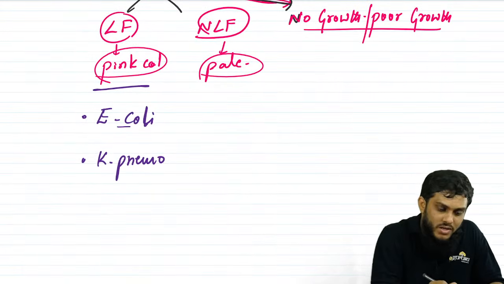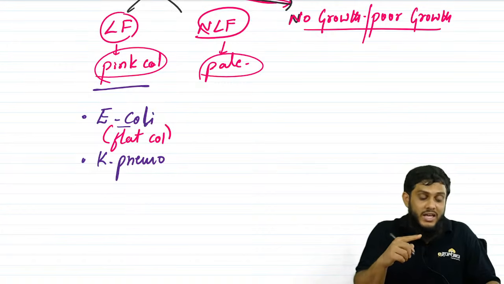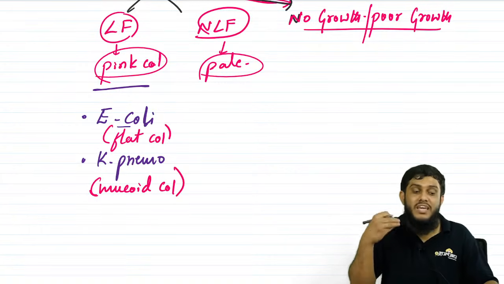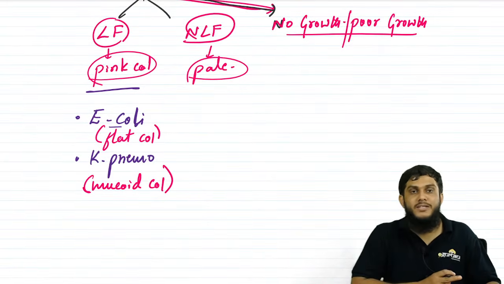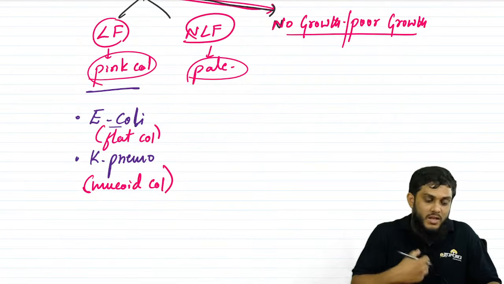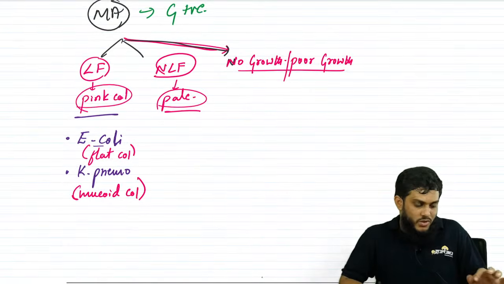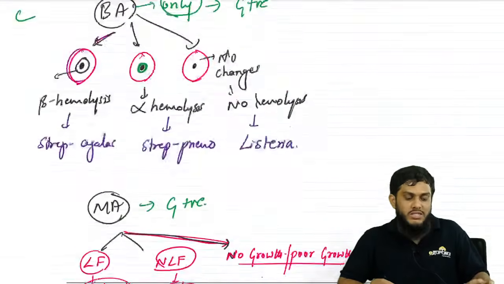Now when we see the colonies, if they are flat pink colonies, we can think of E. coli, a high chance of E. coli. And if we see mucoid pink colonies, then we can think of Klebsiella. These are the clues which help us identify these organisms. The non-lactose fermenters are pale colonies. Now E. coli and Klebsiella are over. Remaining are Meningococcus and Haemophilus influenzae.